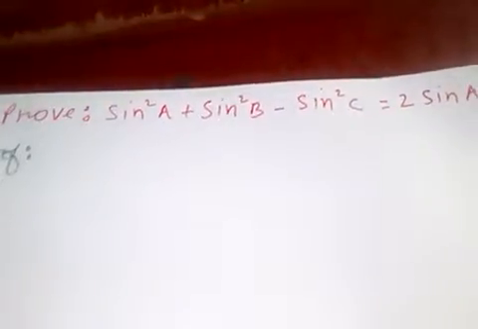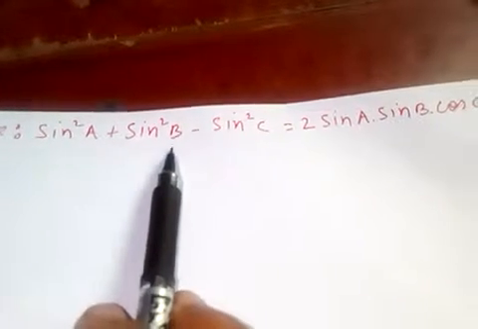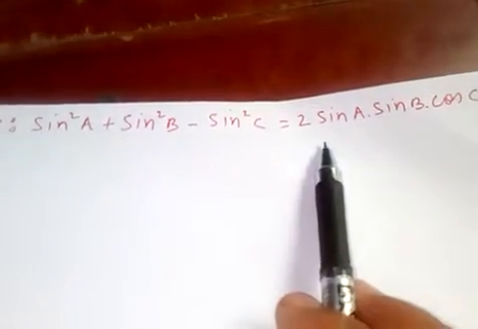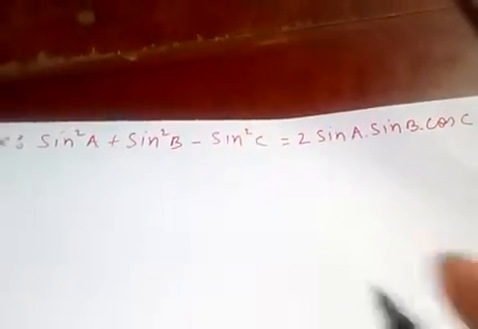Hello friends, today let's prove this identity: sin²A + sin²B − sin²C = 2 sin A sin B cos C. So let's start from this on the left hand side.